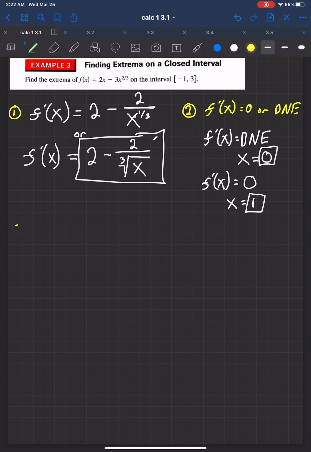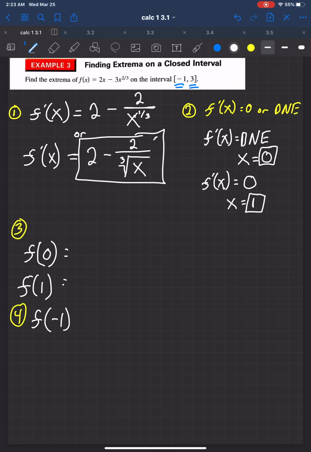All right, now, that third step just says plug in your critical numbers into your original function. So f of 0, f of 1. Let's do the fourth step while we're here. The fourth step just says take your endpoints. I'm going to go ahead and underline it. So -1, +3, those are your endpoints. And plug those into your function as well. So f of -1, f of 3.